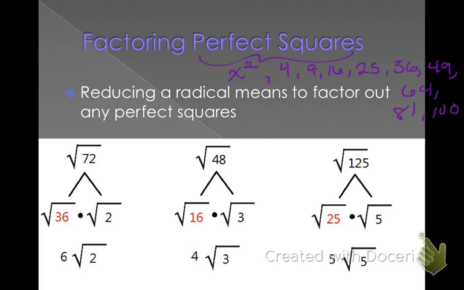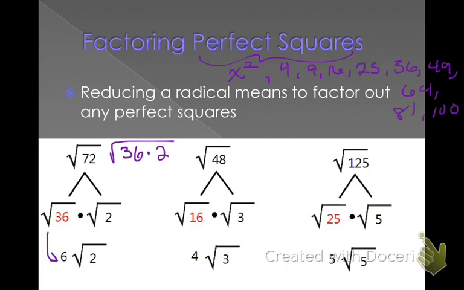So we take a number like 72, and we break it down into two factors. One of them is a perfect square. So 36 times 2 equals 72. Well, since we could break that into two radicals, we can take the square root of 36 separately, which gives us 6.